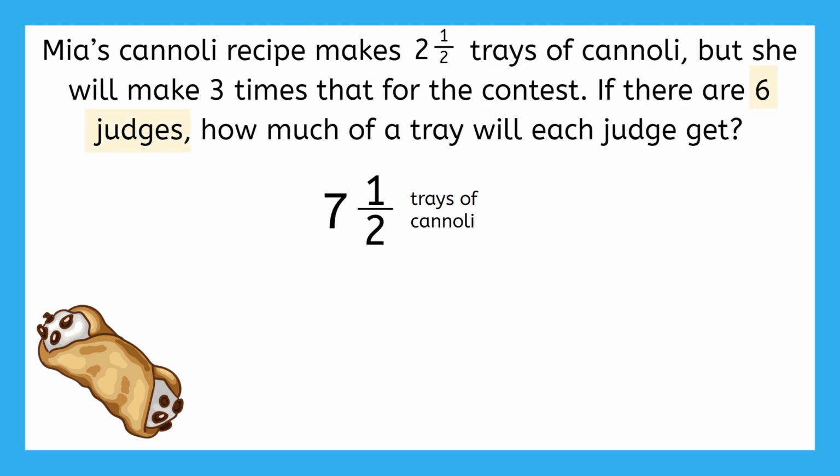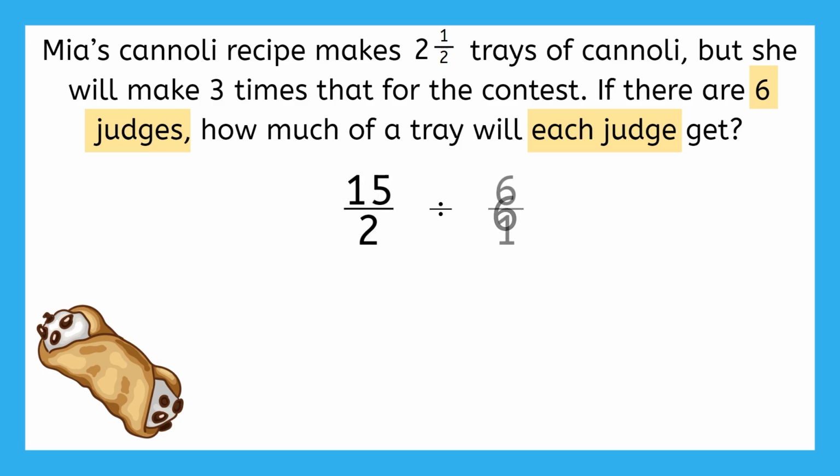There are 6 judges, and Mia wants to know how much to give each judge. We need to divide 7.5 by 6. From our previous work, we know 7.5 can be written as 15 halves, and 6 can be written as 6/1. Go ahead and pause to finish dividing.